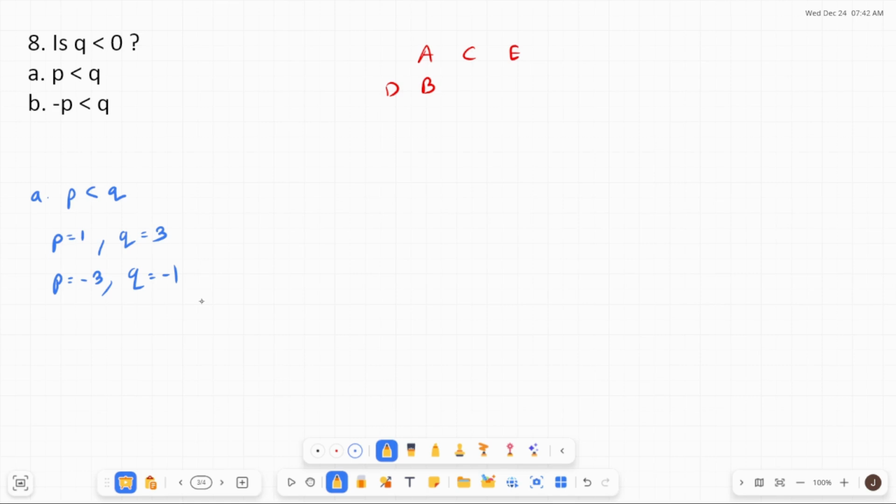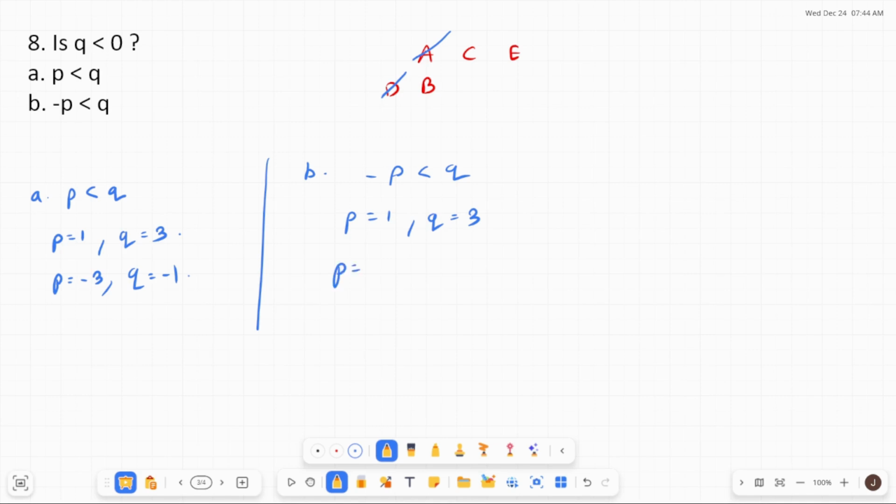So we have a possibility in which q is positive, we have a possibility in which q is negative. Do I have a definite answer? No. So we rule out A and D. Second statement says that minus p is less than q. Again I can consider the same values. Say p is equal to 1 and q is equal to 3. Does it satisfy the given statement? Yes, it does. Minus 1 is less than q, which is 3. But in this case q is positive.